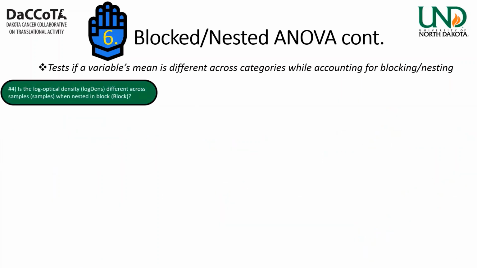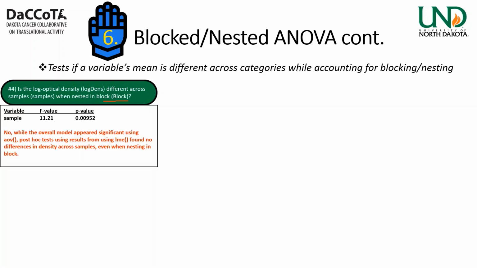Moving on here is log optical density. So I think this is in an assay, so microplates. Different across samples when nested in block. So here it's a little confusing because they're using block in a way that implies nesting, not so much blocking. So a little confusing. But again, we're not going to show nesting because that's something we're trying to correct for.